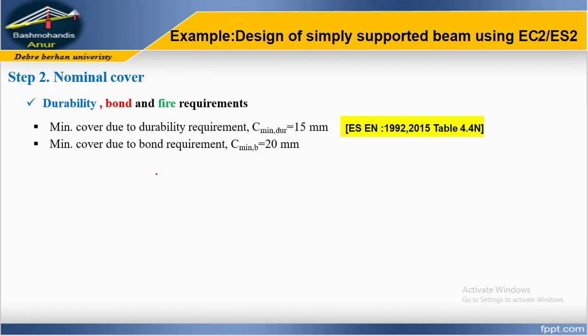the minimum cover for durability and bond requirements. The minimum cover due to durability requirement, c_min,dur, for a 50-year design life is 15 mm. The minimum cover for bond requirement is 20 mm, which equals the diameter of the main bar.